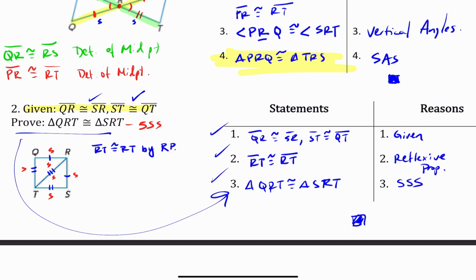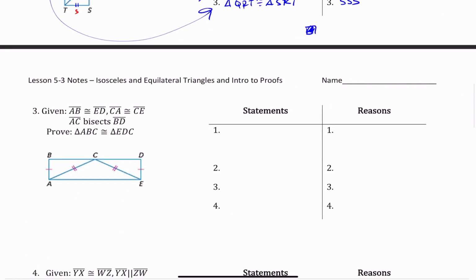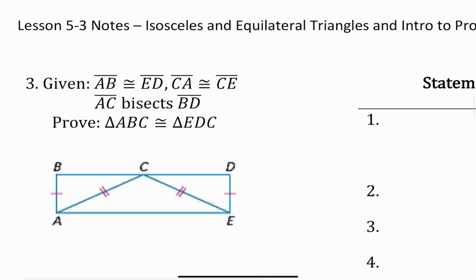Alright, let's go ahead and take a look at this figure here. Given that segment AB is congruent to segment ED, segment CA is congruent to segment CE, and segment AC bisects segment BD, there's a lot going on with that given. Prove that triangle ABC is congruent to triangle EDC. So we're going to have to use one of the 4 shortcuts, right?